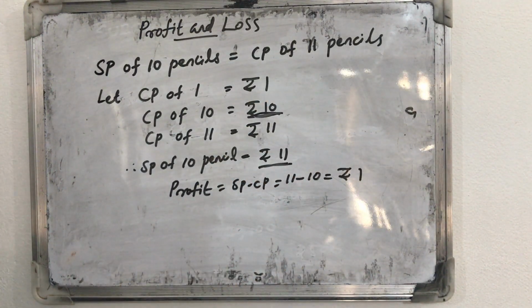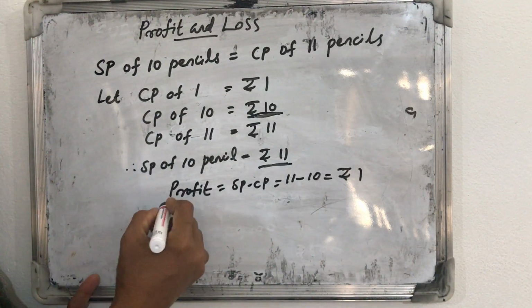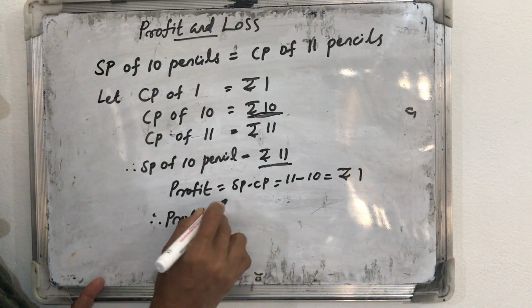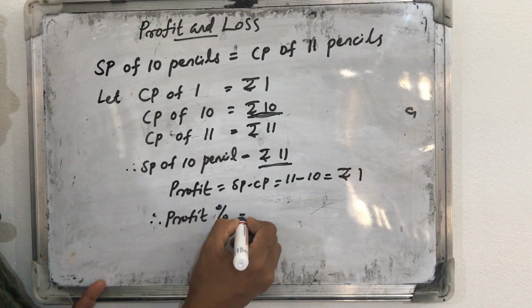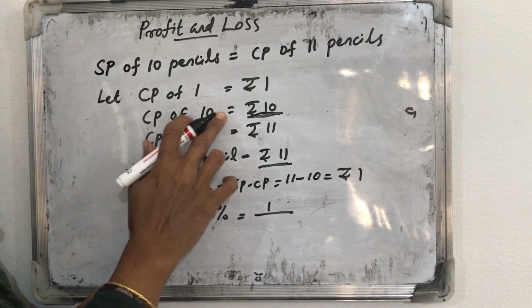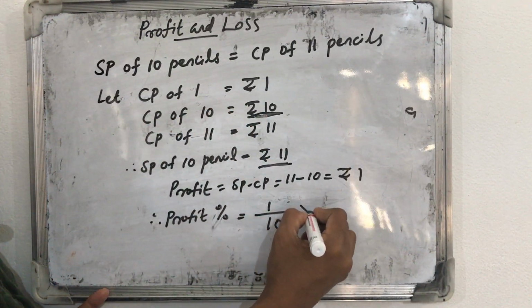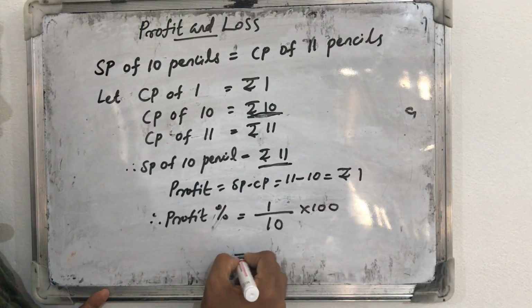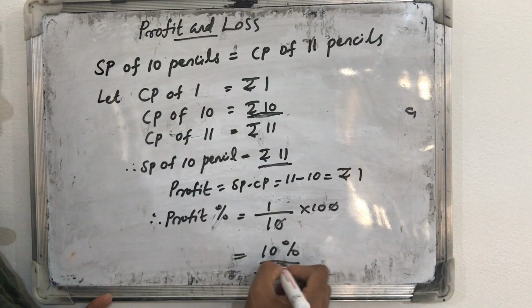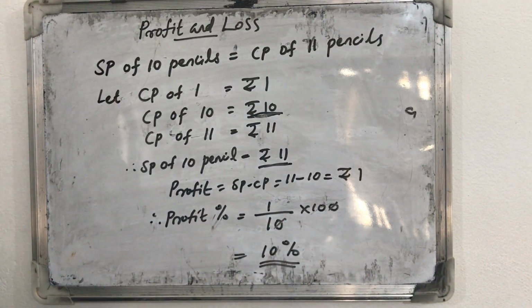Okay, 1 rupee profit. Now, what do we want to find out? Profit percent. Therefore, profit percentage will be equal to profit by CP, CP will be 10, into 100. So it will be 10%. Okay. In this way, we can calculate this type of question.